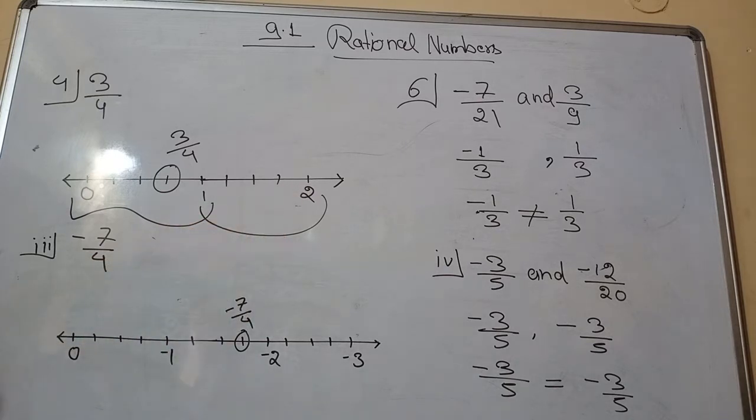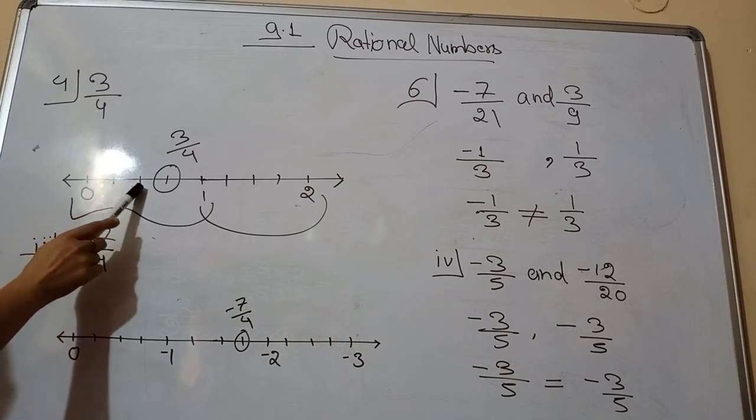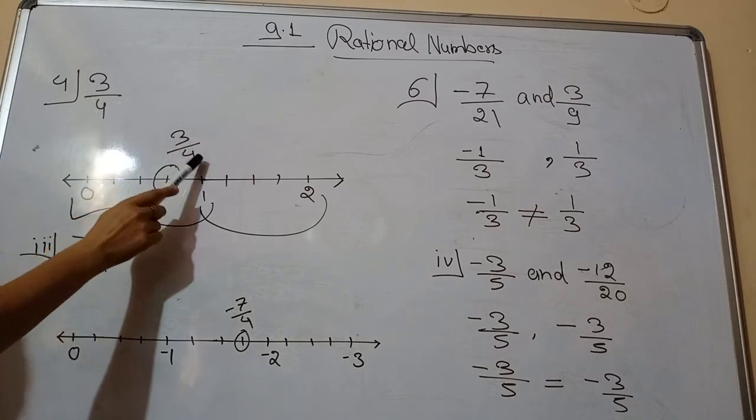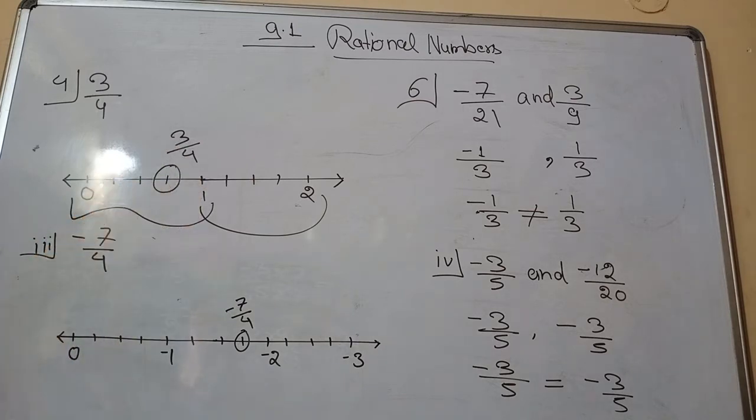Now, what is our number? That is 3 by 4. So, start counting from 0: 0, 1, 2, 3. So, this point is called 3 by 4. Okay. Now, again, I am giving one example. Option number 3 of the same question, which is minus 7 by 4.